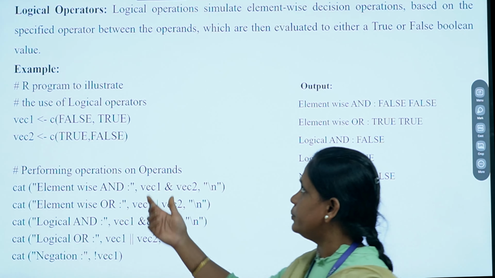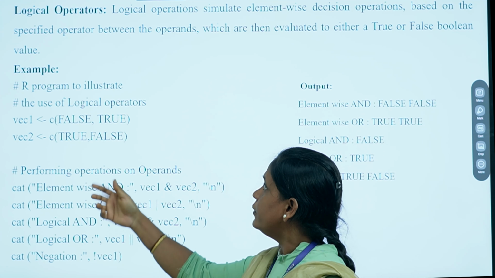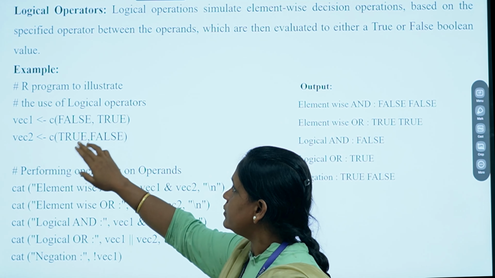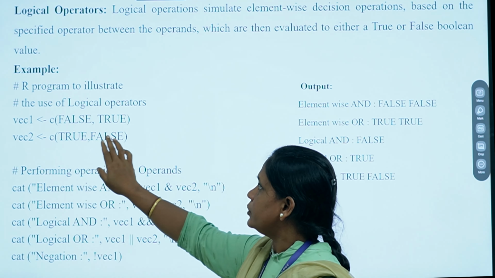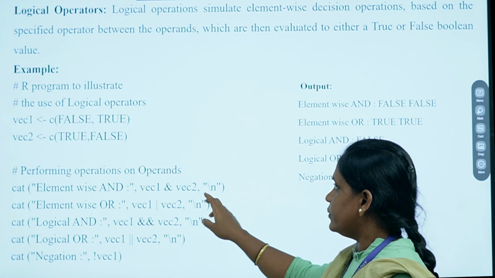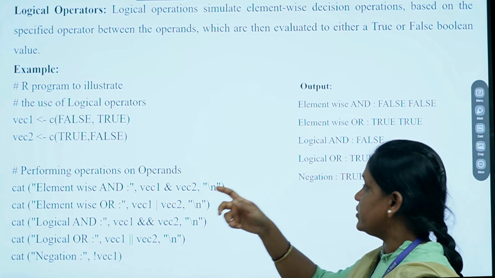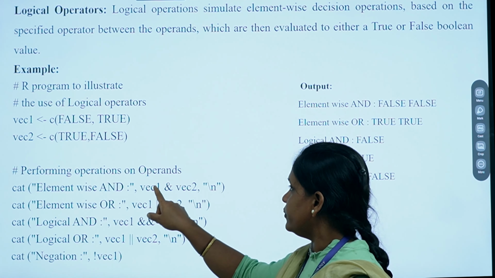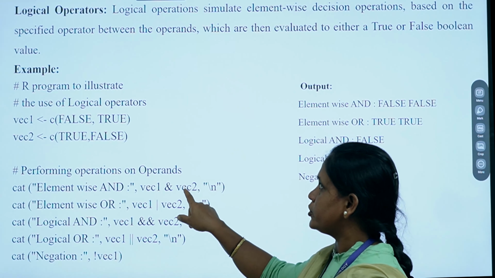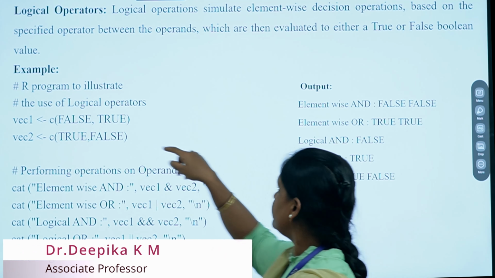So again, similar to the previous arithmetic operations, these are the operations that take two vectors. Vector 1 is true, false, and vector 2 is true and false, true and true, false. As we said, it performs the element-wise AND operation. Depending upon vector 1 and vector 2, if you do the AND operation, it respectively takes the two values and performs the result.